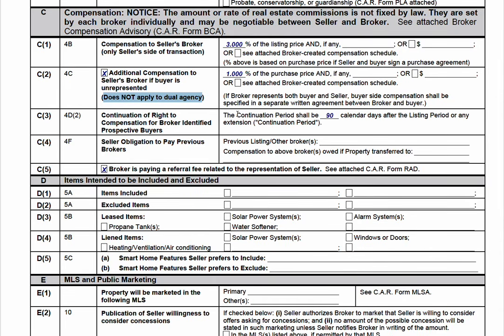Continuation. Now, this protects you because what if the listing agreement expires and the buyer that toured the home back when you were the listing agent decides to make an offer after expiration when you're not? Well, this protects you. This extends the period in which you can be compensated for your marketing efforts that brought that buyer even after expiration or cancellation of this form. So I like to put 90 days on here. You can be bold and put 180, but don't put less than 30. But put a number here, and whatever you do, don't leave it blank.